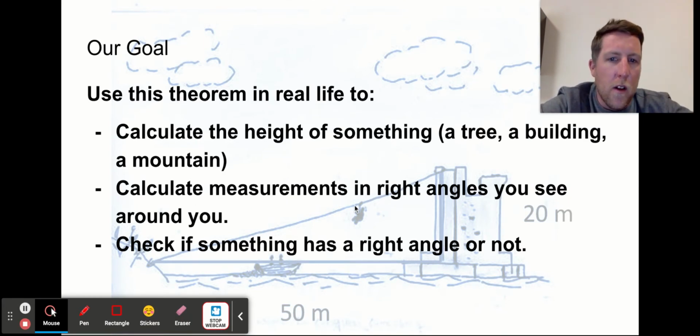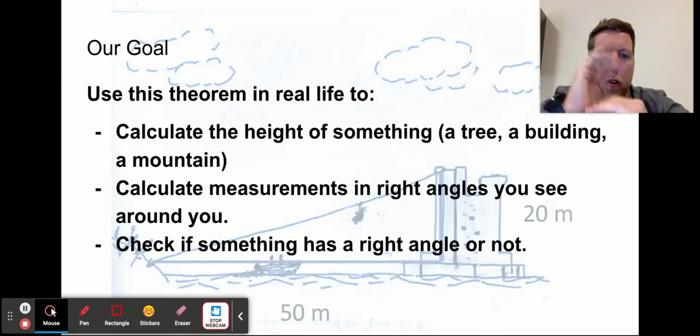Maybe a measurement of some right angles that you see around you, to verify if it's true or not, to see if it works. And people often use this to make sure that corners are perfectly 90 degrees, that they're not out of shape. Pythagoras' theorem is a way you can check if something has a right angle or not. And we can talk about that in class later. But for now, I want to practice some of the calculation pieces.